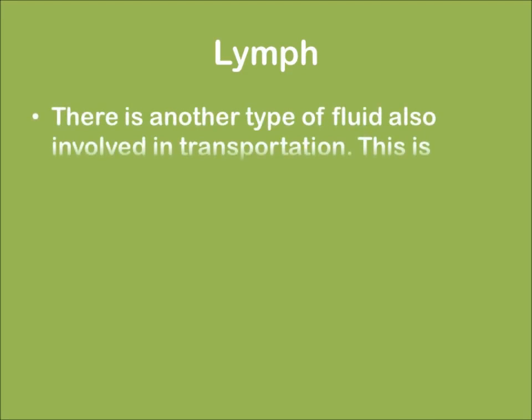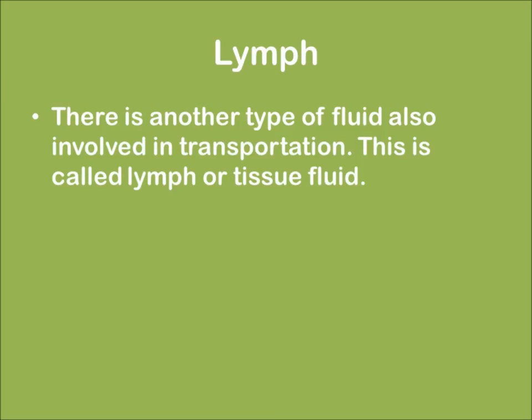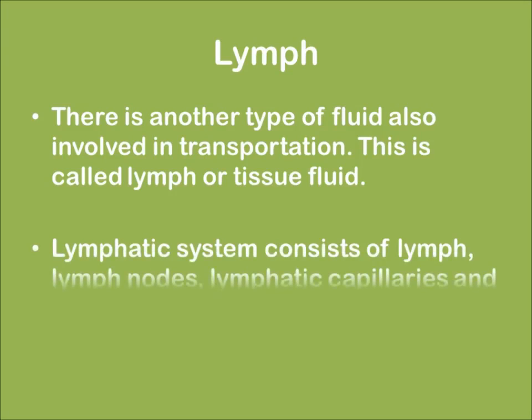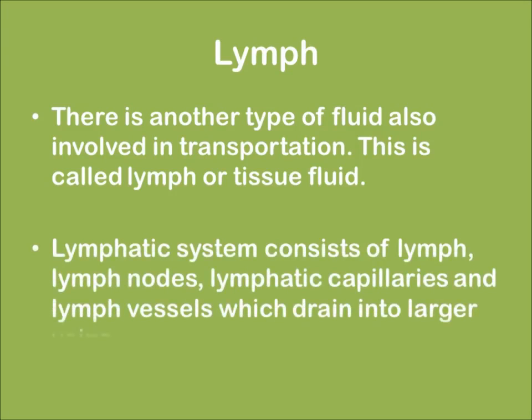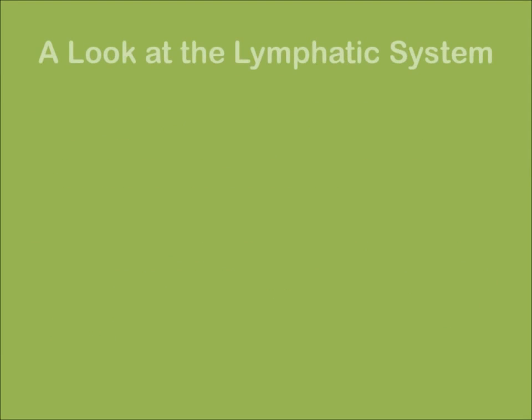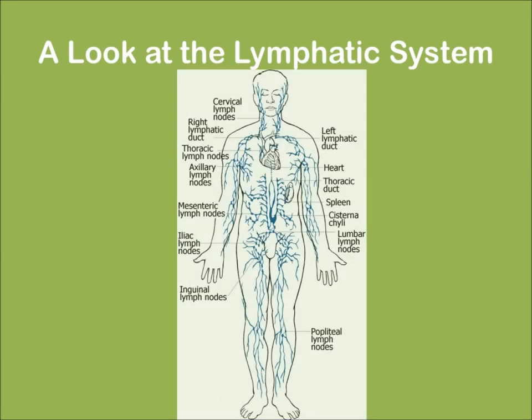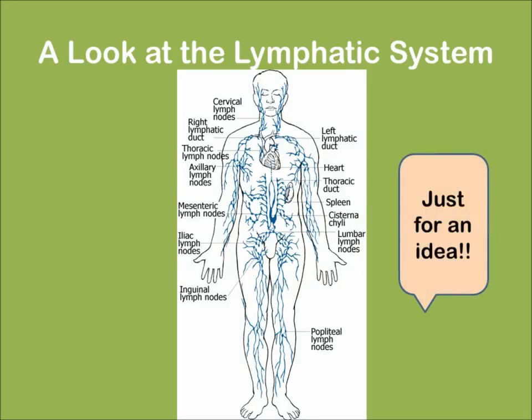So let us learn about lymph. This is another type of fluid also involved in the transportation. This is called lymph or tissue fluid. The lymphatic system consists of lymph nodes, lymphatic capillaries, and lymph vessels which drain into larger veins. Now let's have a look at the lymphatic system. This is just to get an idea. You need not remember this.